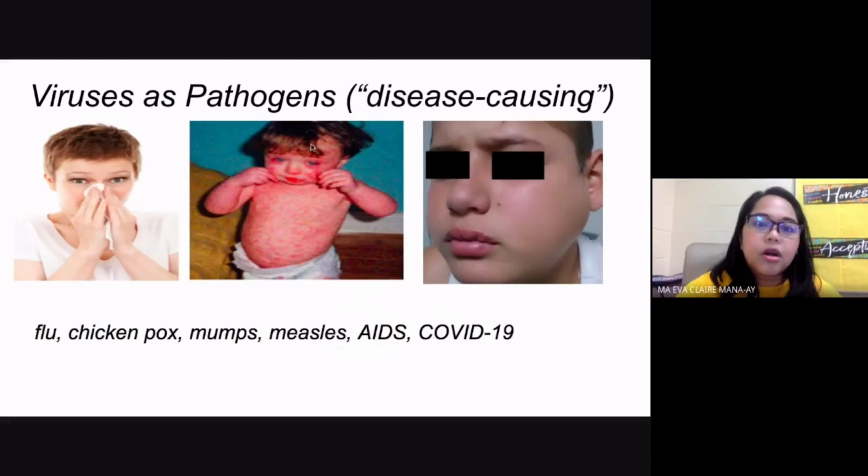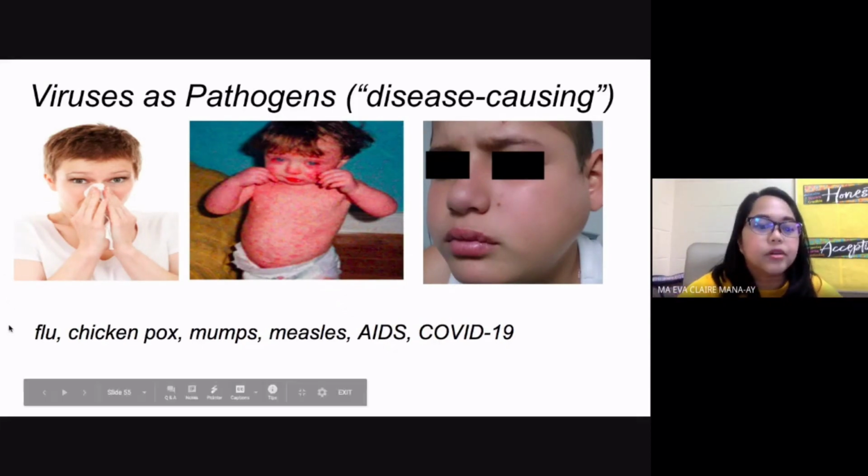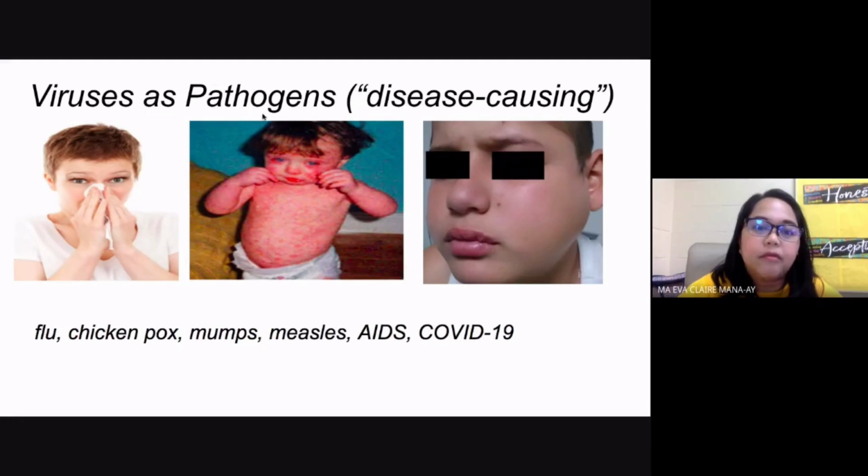Now, viruses, we often call them pathogens. When you say pathogens, this term means disease causing. Many of the diseases that we're facing are actually caused by viruses. Some examples are the flu, chicken pox, mumps, measles, AIDS, and of course, COVID-19. Our pandemic, the one that closed all the schools right now, is because of the coronavirus. So viruses can become lethal pathogens, and again, pathogens are disease-causing organisms.